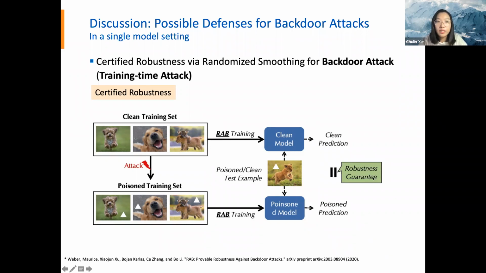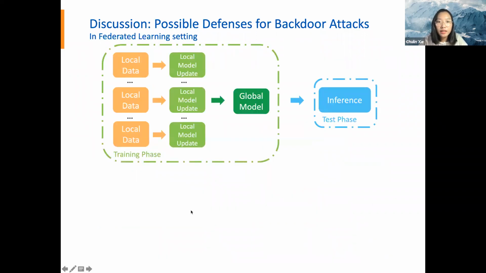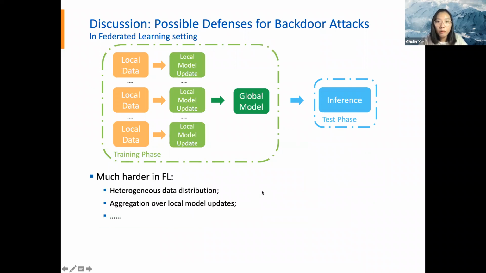It's a robustness guarantee. In the federated learning setting, it's much harder to obtain certified robustness. Instead of one training data set in the single model setting, we now have multiple training data sets with heterogeneous data distribution across different clients. Instead of one base classifier in the single model setting, we now have multiple local models in federated learning. And there is no direct connection between the prediction of the global model and the training instances in the local dataset of a client, because the global model is generated by aggregating over the local updates instead of directly training on the local dataset.